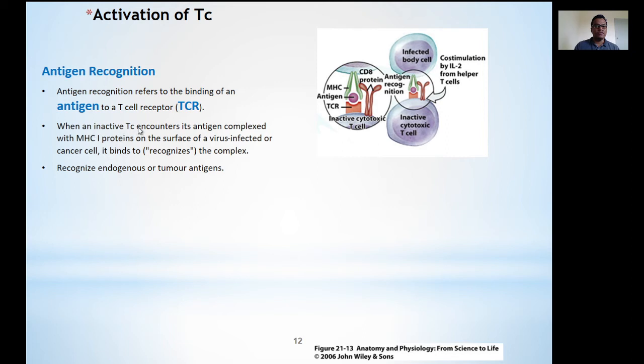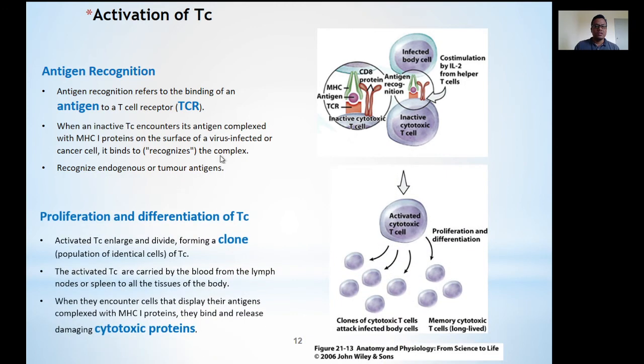When an inactive T cell encounters its antigen complex with MHC class 1 proteins on the surface of a virus-infected or cancer cell, it binds to recognize the complex. So now the inactive TC already recognizes the antigen. So they recognize the endogenous or tumor antigens. Upon recognition, they will become activated and begin to proliferate and differentiate.